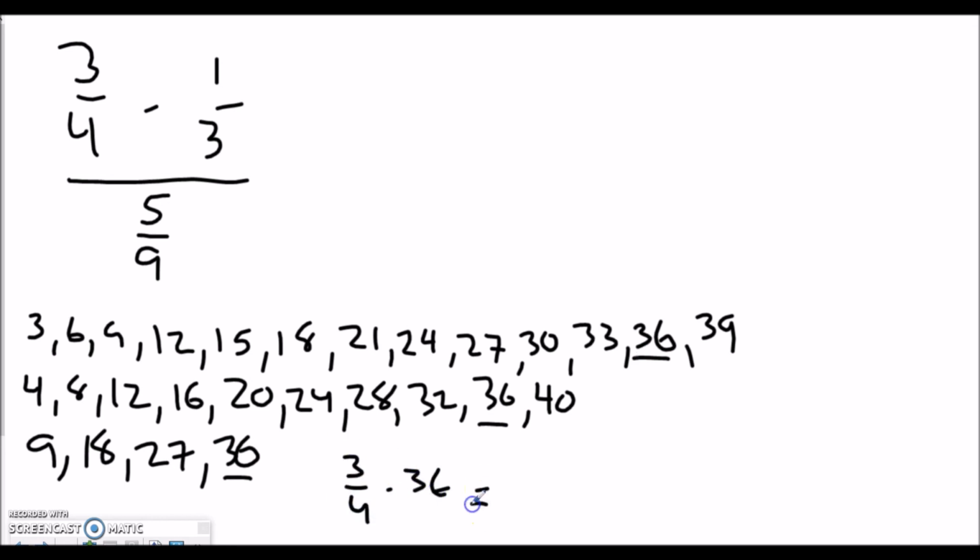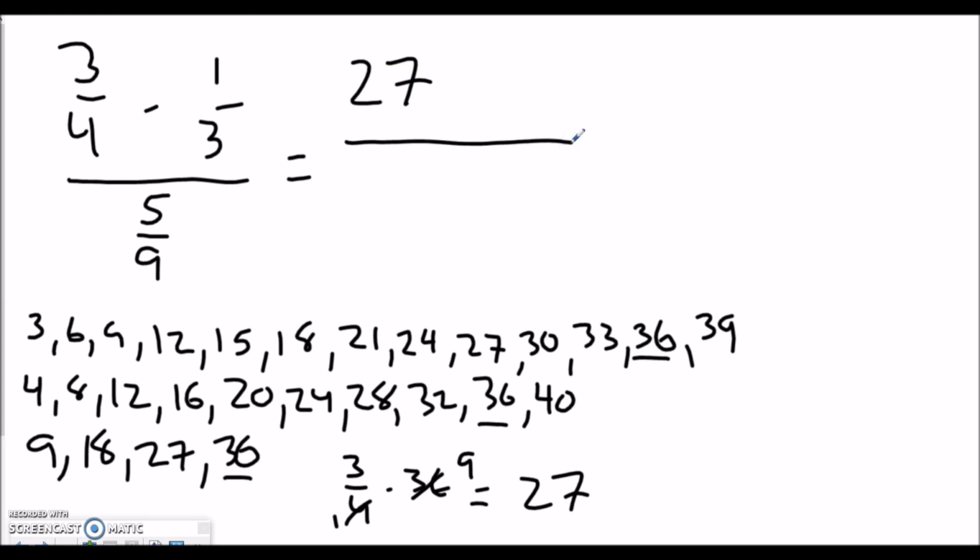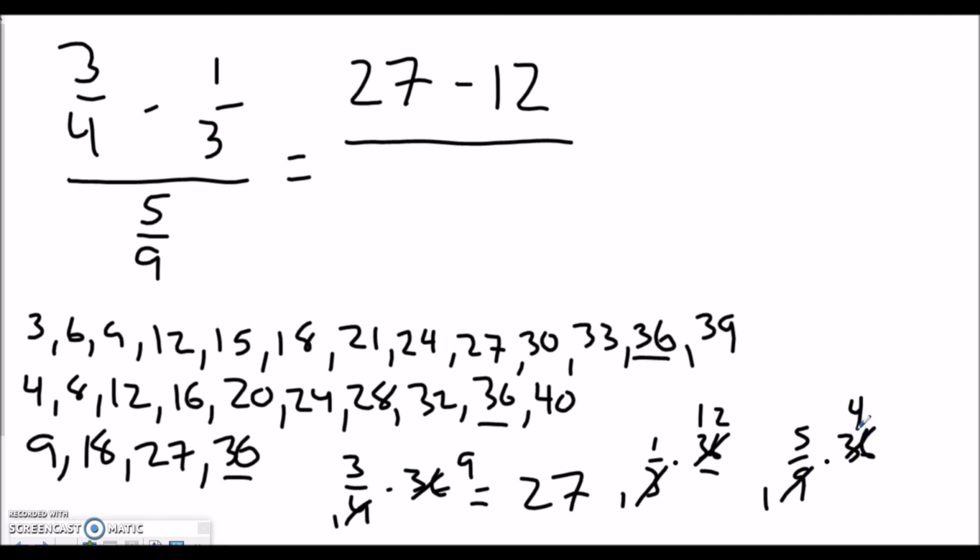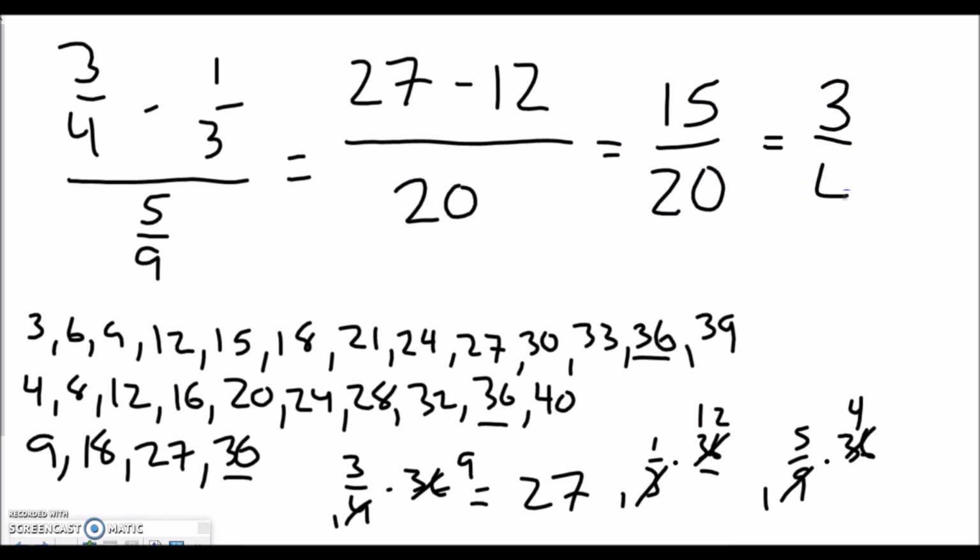3/4 times 36, 36 and 4 reduced to 9 and 1, 3 times 9, 27. Do your 1/3 times 36, that reduces to 1 and 12. 12 times 1 is just 12. 5/9 times 36 reduces to 1 and 4. 5 times 4 is 20. We have a subtraction, 15 over 20. And here we'll see that we actually can reduce to 3/4, which is what we had the other way.